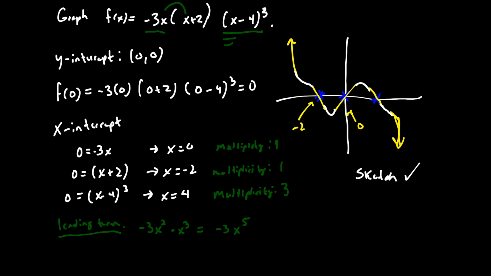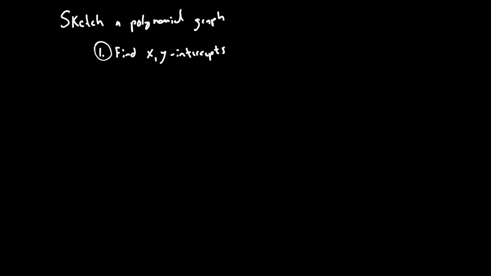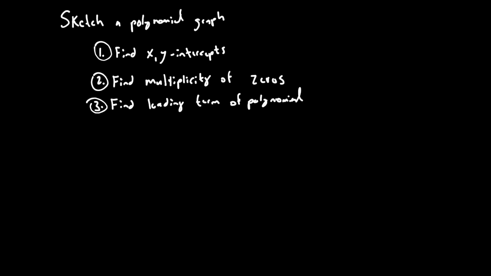And so we're done. We'll now summarize how to sketch a graph of a polynomial. First thing, we want to find our x and y intercepts. Once we have our x and y intercepts, go ahead and find the multiplicity of the corresponding zeros of our x-intercepts. Then find the leading term of the polynomial. In step 4, we sketch out the end behavior. Then we use the multiplicity of the zeros to see how the graph acts at our x-intercepts.